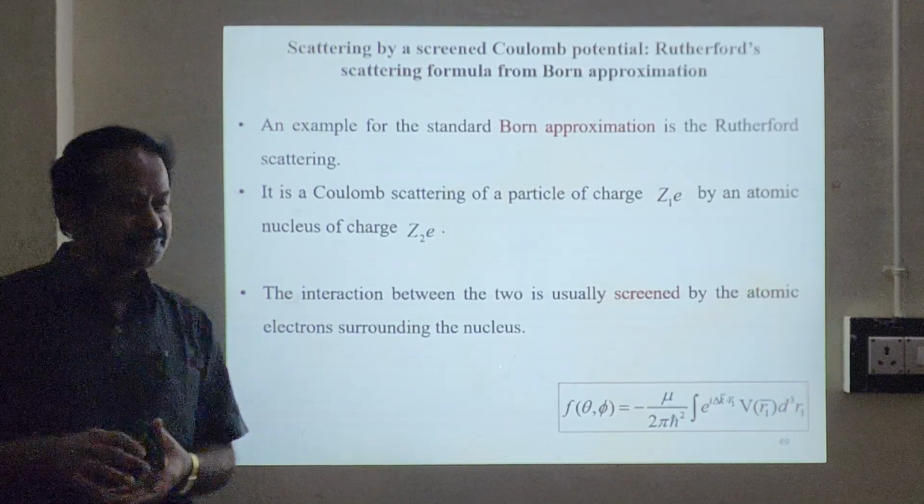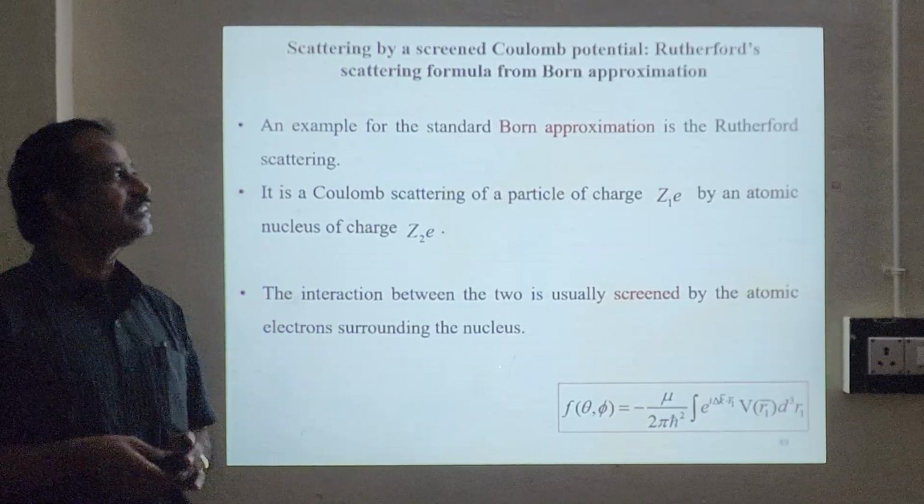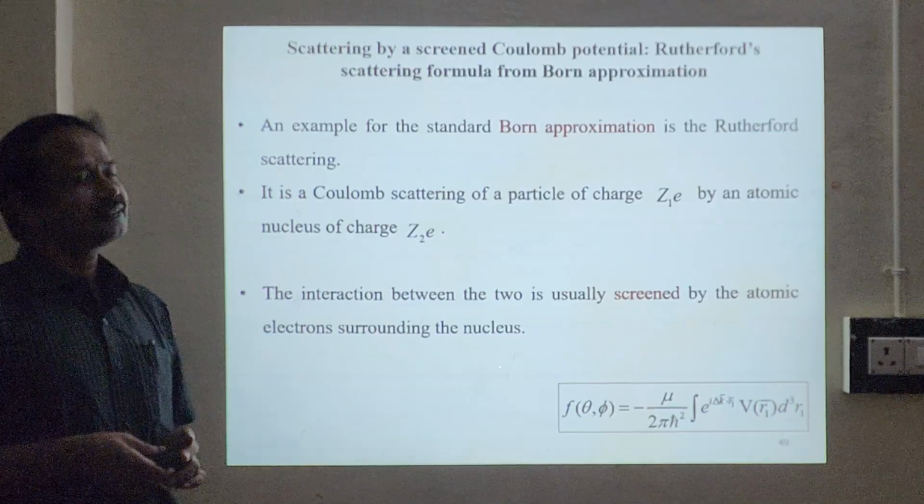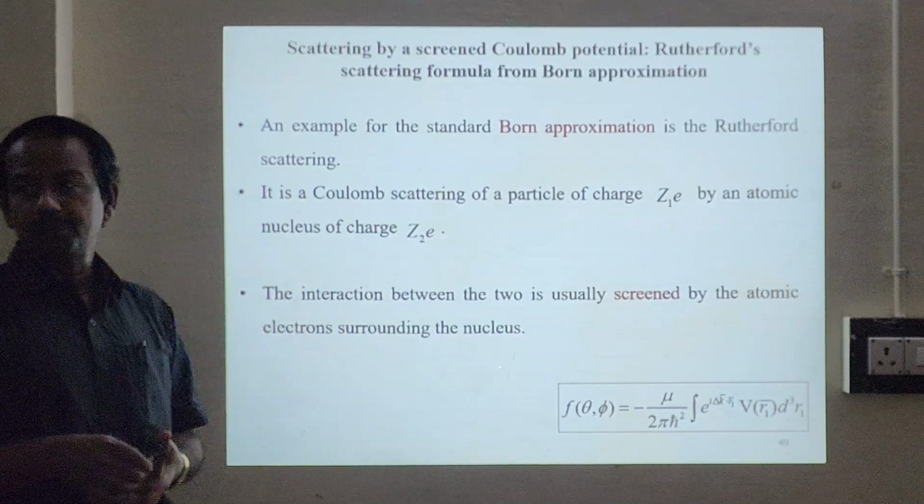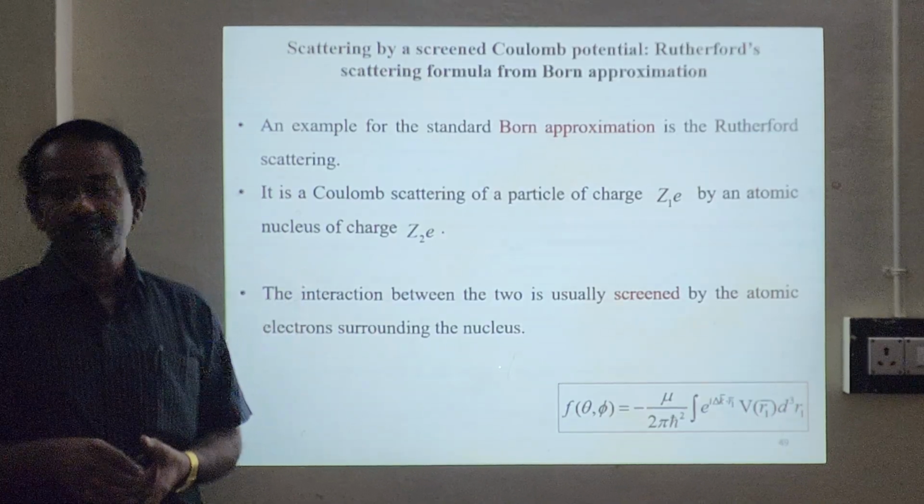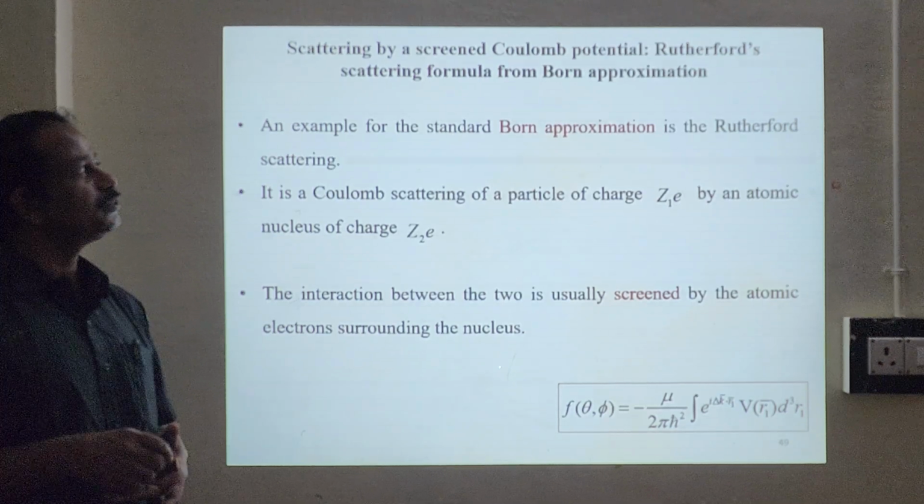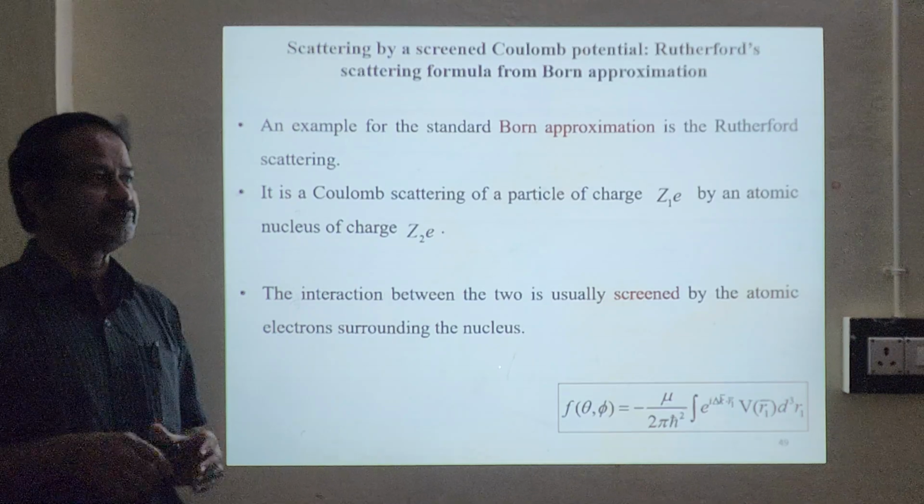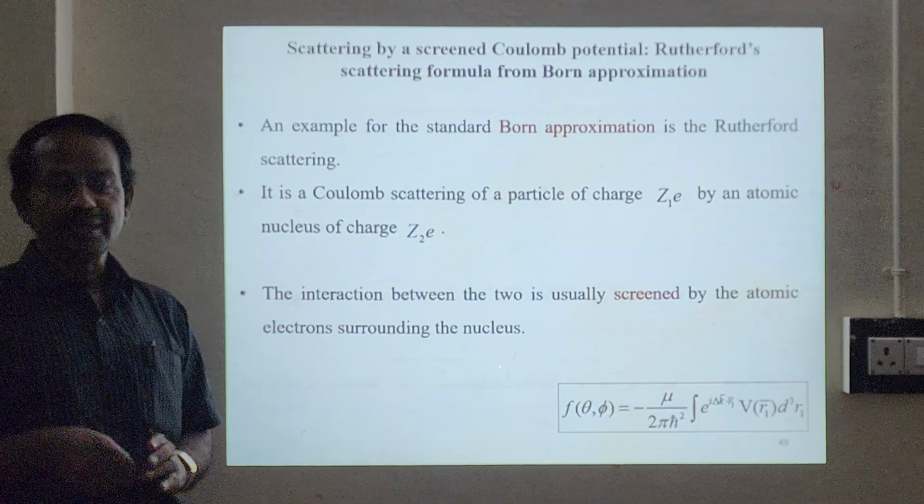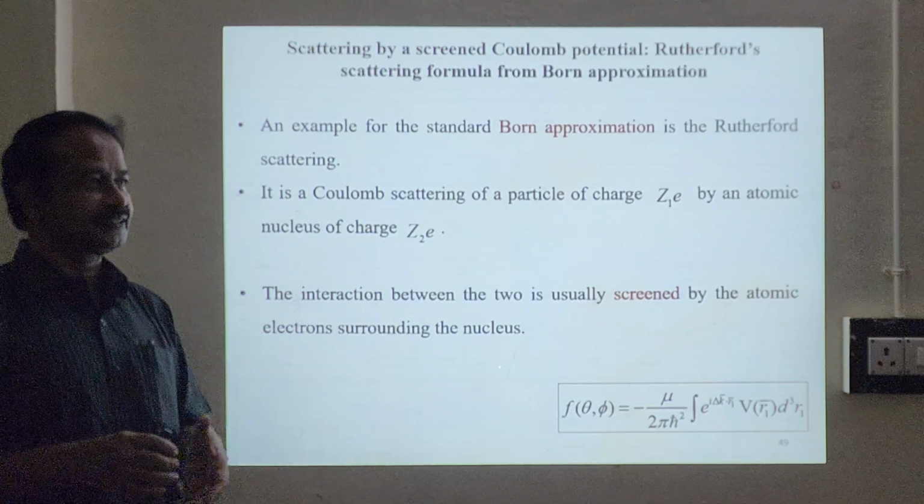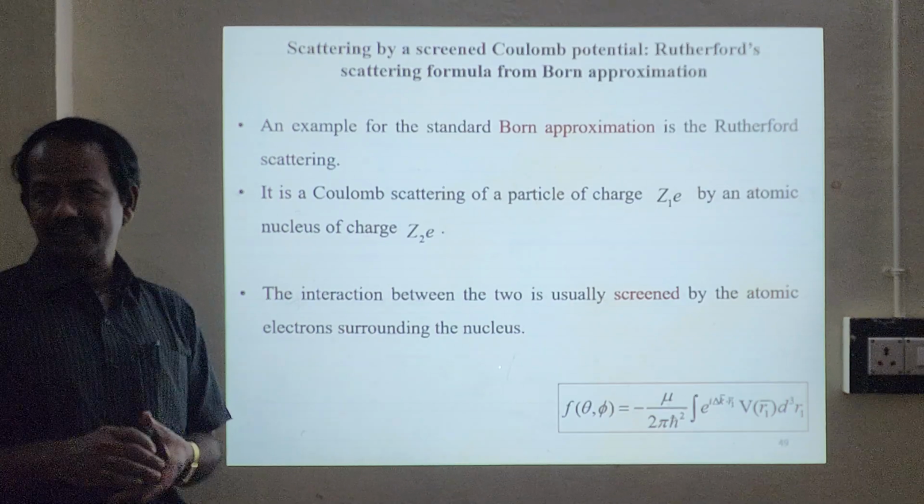Good morning, students. Today we are going to discuss two models. The first model is the Coulomb potential, and the other is the Yukawa potential. For these two potentials we are going to use the Born approximation. We will apply the Born approximation to both models and get the results.